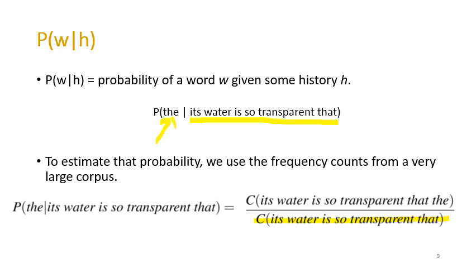And on the upper part of this equation, you count how many times "its water is so transparent that the" appears in all the documents that you have. So we can do this simply by counting. In the lower part, you count how many times the history appears. And in the upper part, you count how many times the history plus the word that we are going to predict, this entire sequence, appears. Counting means you're just checking how many times it appears in all the documents that you have.